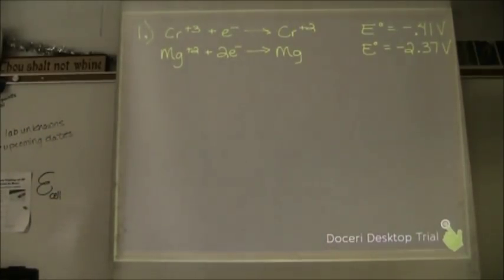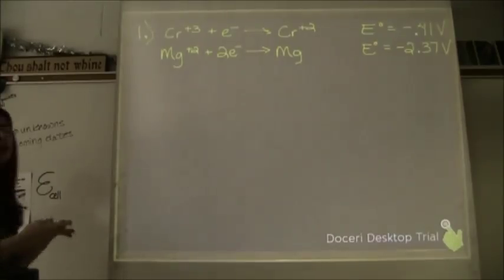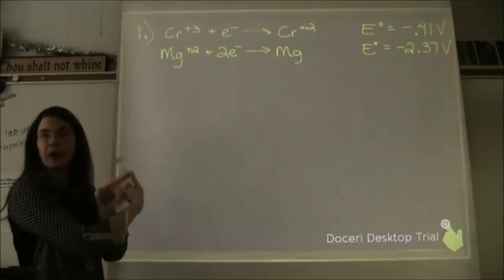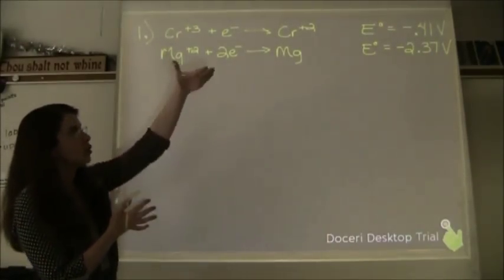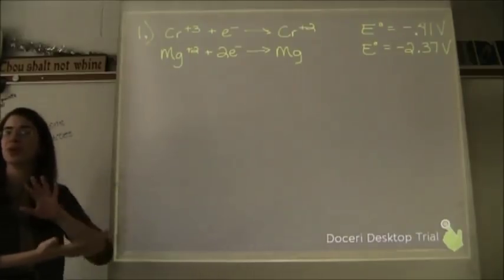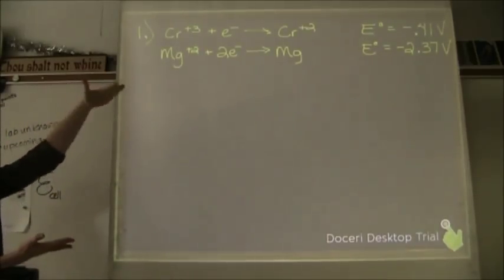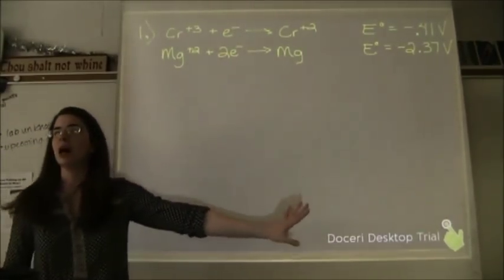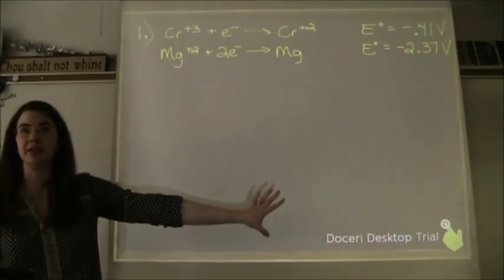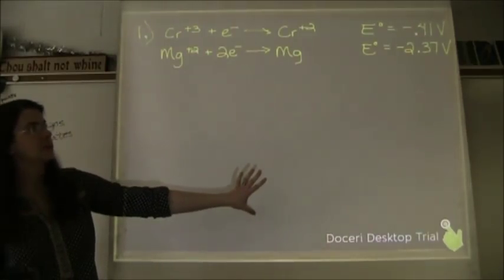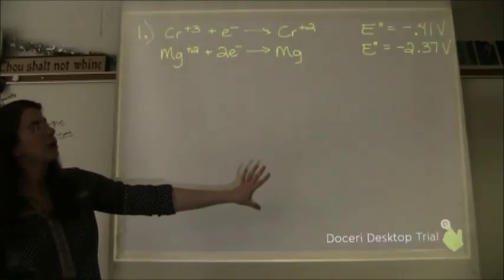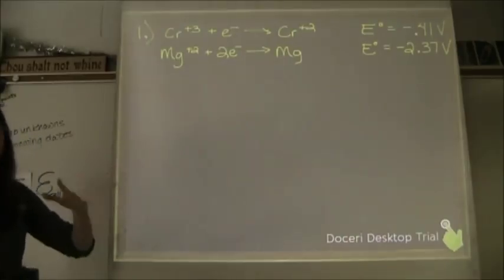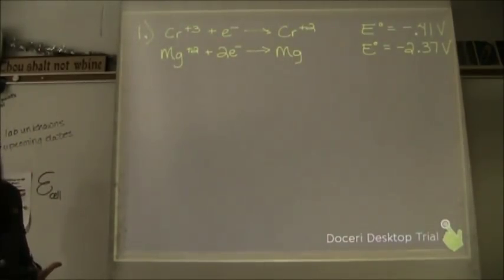How would you know which one to flip? Are you ready for how you will know? Once you have flipped one of your reactions, and you add your potentials together, your cell potential, the total, this plus this equals, your total cell potential must be positive. So after I flip one of these and I add my two potentials together, the total must be positive.